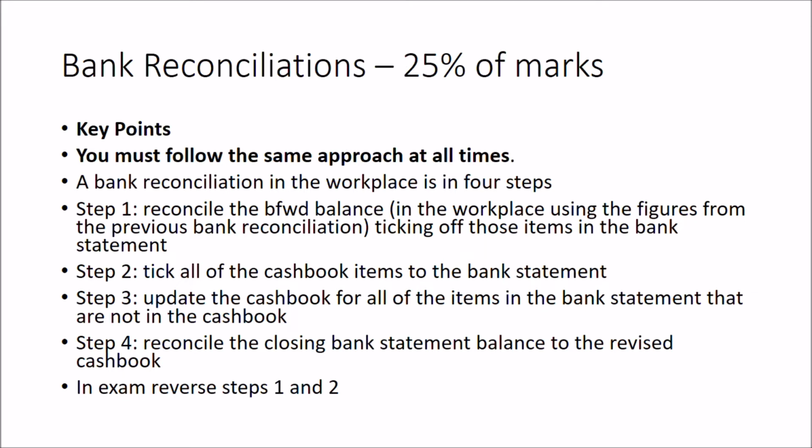Step 3 is anything that's left over in the bank statement that's not ticked. After ticking off the things we've reconciled in the brought forward balances, the previous month's bank reconciliation items and all the items in the cash book, there'll be a few items left, and those will be missing items from the cash book. So things that have actually happened, like bank interest or loan interest or bank charges, things missing from the cash book that we only find out by looking at the bank statement.